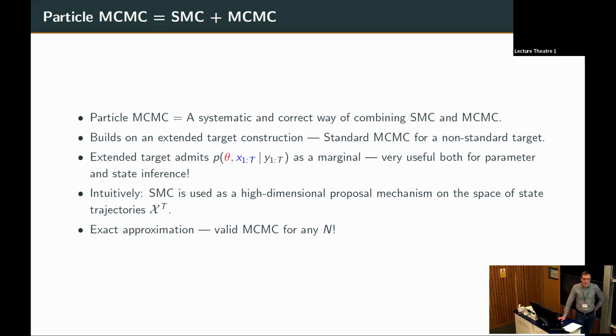This extended target is constructed in such a way that it admits the joint posterior distribution as a marginal. Well, I should say maybe a slightly different version of the extended target than the one we'll look at in the next lecture as well. But it means that we can use these algorithms both for state and parameter inference. And as I said, it's a valid MCMC for any number of particles, but the number of particles can have an impact on the mixing speed of the algorithm.